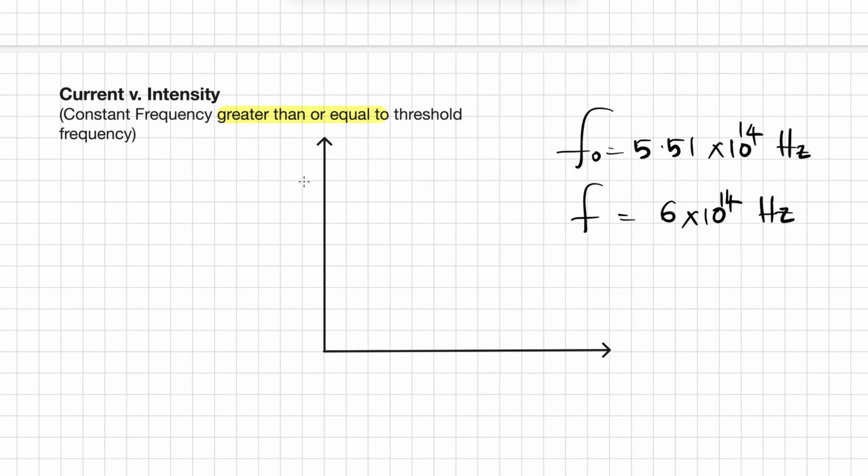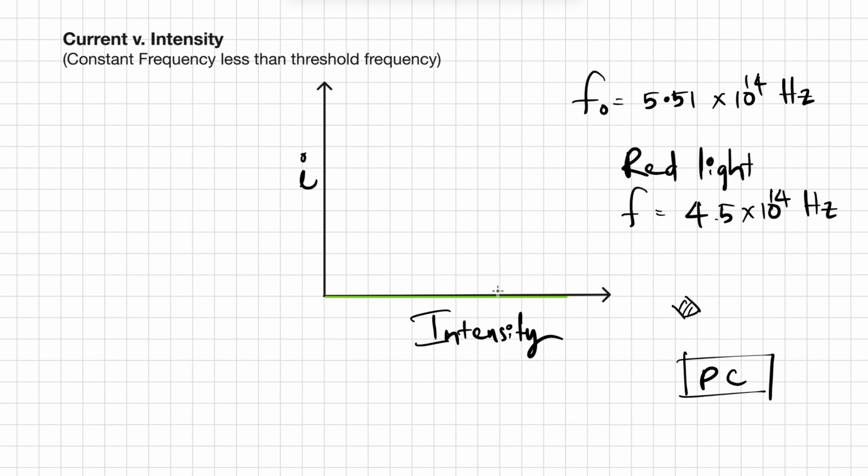Now we are increasing the intensity. On y-axis we have current, I, and on x-axis we have intensity. We are using a radiation that has frequency greater than threshold frequency. Now if you increase the intensity, the current will increase. You can see a steady increase in the current. So this graph is about the relationship between current and intensity for an electromagnetic radiation that has frequency greater than the threshold frequency.